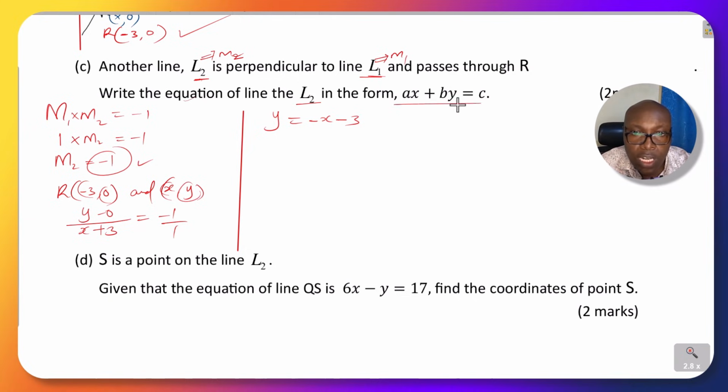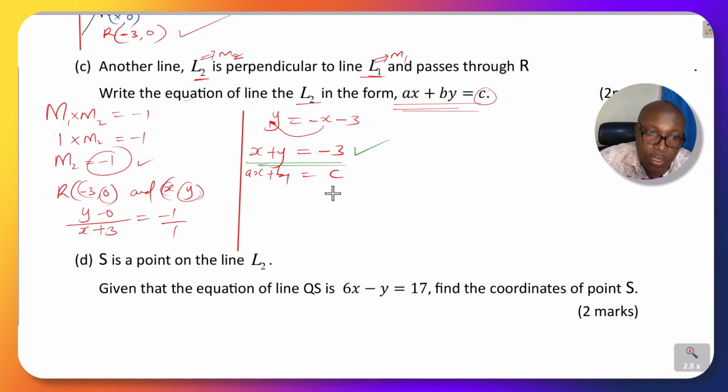Now we need to put that in that form, ax plus by is equal to c. The constant should be there. So bring the x and the y to the left hand side. How do you do that? To eliminate negative x on the right hand side, you simply add x to both sides, so that you have x plus y is equal to negative 3. If you compare this with ax plus by is equal to c, you can see it is in that form. So this is how you're supposed to leave it: x plus y is equal to negative 3.